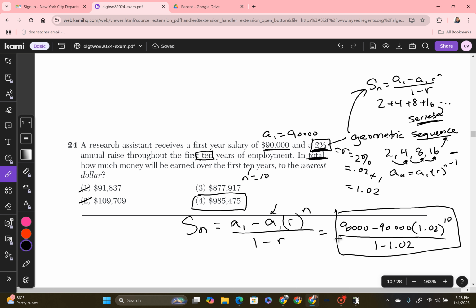3 is if they said, what is the 10th term? That's why they put that there. But they don't want that. They want the total amount. Like when you add up all the numbers from the first year, the second, the third, the fourth, all the way up to the 10th. And that is going to be 985,475.